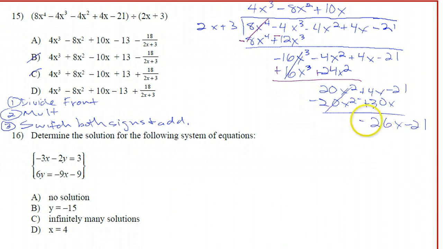Dividing, I should get negative 13, so negative 26 divided by 2 is negative 13, which is what both of those have. Multiplying, I get negative 26, negative 39, and then switching both signs, let's see, subtract, I get 18, and so that's my remainder, so it's plus 18 over 2x plus 3.